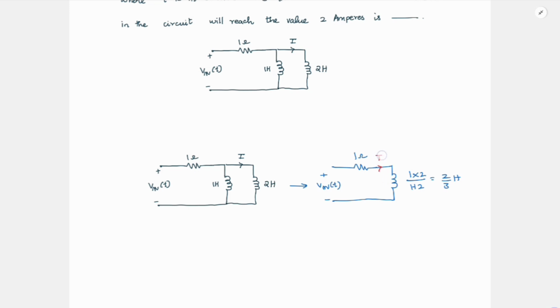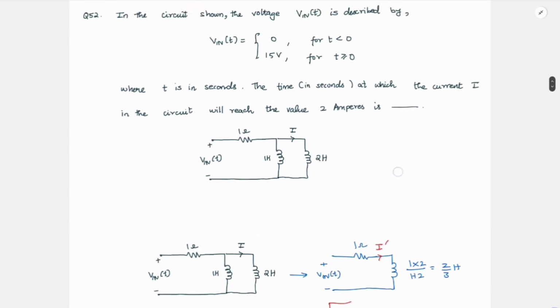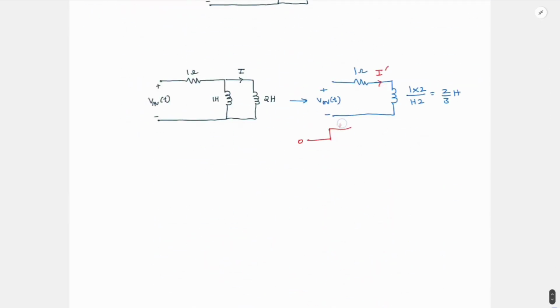Okay, so now we have this circuit. Let me call this current I dash. What is my V in of t? My V in of t is 0 and then 15 volts at time t equal to 0. So what will be my I dash? First let me find I dash of 0 minus. For 0 minus, it is 0 by 1 ohm, which is nothing but 0 ampere. And I dash of infinity: when it tends to infinity, your inductor will act like a short circuit and your current will be 15 by 1 ohm, which is 15 ampere.